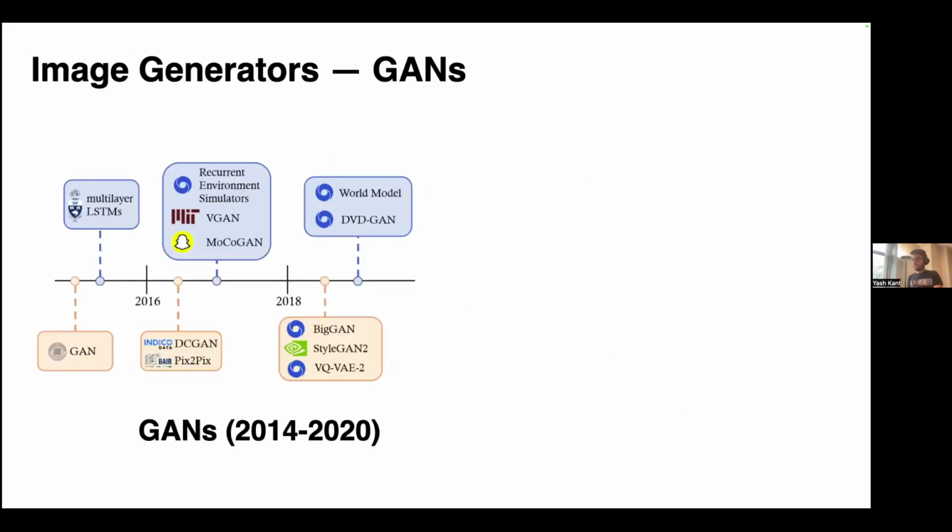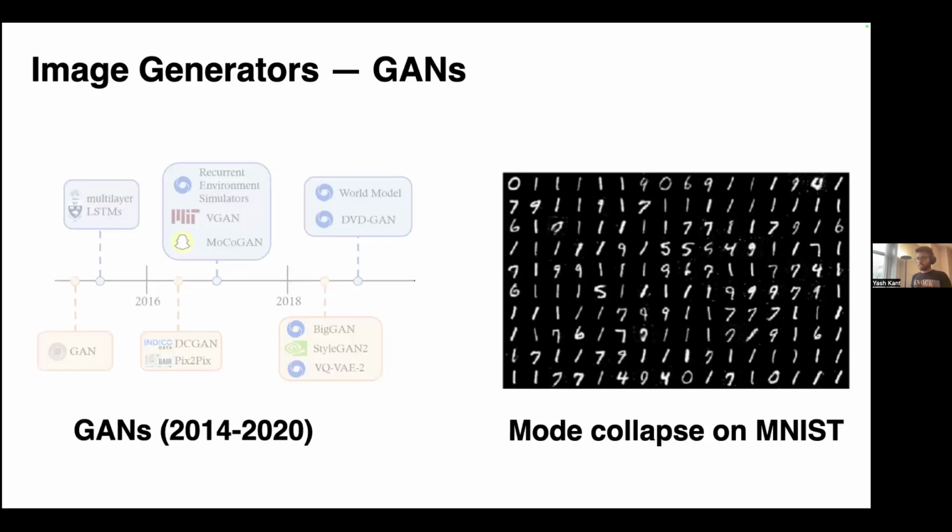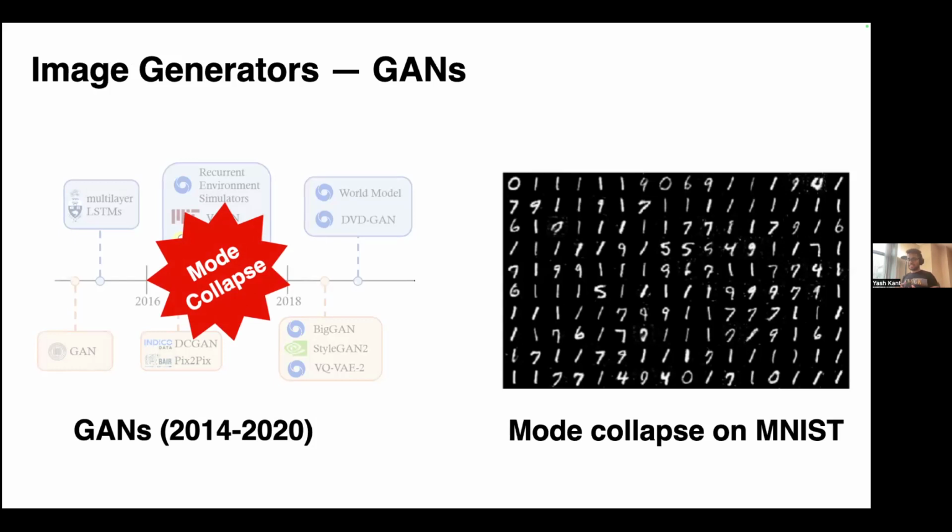So let's talk about image generators. From 2014 to 2020, generative adversarial networks were a popular method of generating 2D images, as well as videos, and they had a very steady growth of different types of things we could do with them. However, GANs suffered from an issue called mode collapse, where they were unable to fully represent all the training data modes or categories that we wanted them to capture.